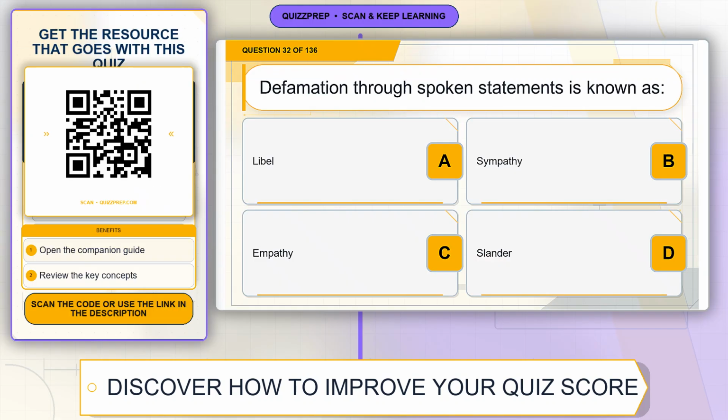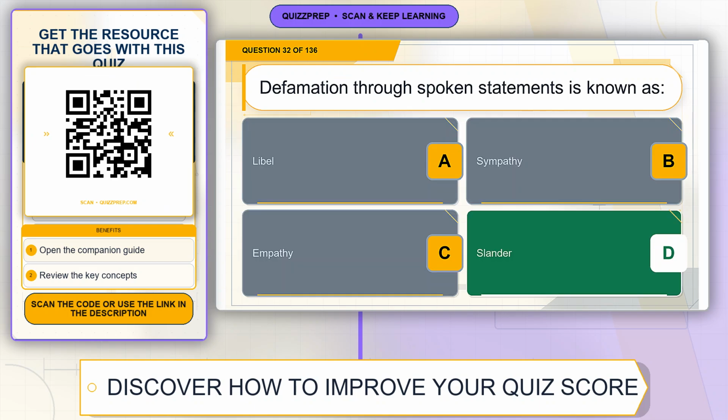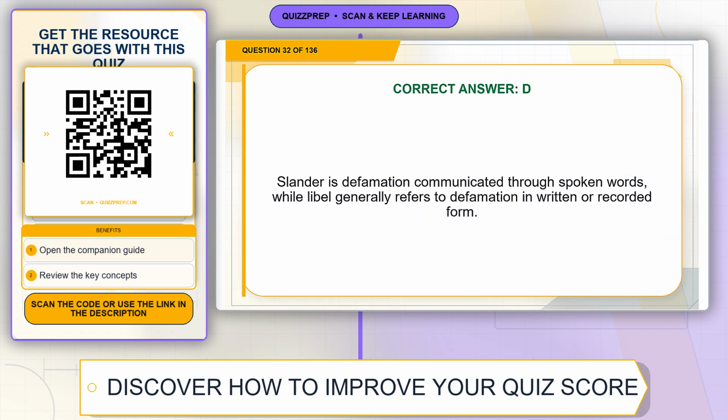Question 32. Defamation through spoken statements is known as option A, libel. Option B, sympathy. Option C, empathy. Option D, slander. The correct answer is option D, slander. Explanation. Slander is defamation communicated through spoken words, while libel generally refers to defamation in written or recorded form.